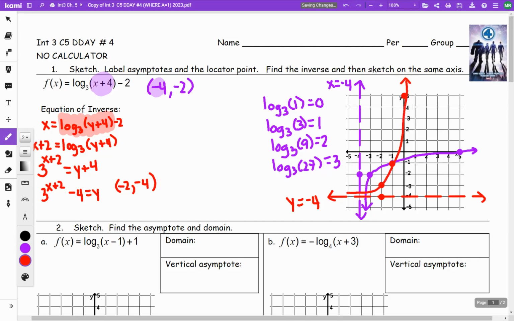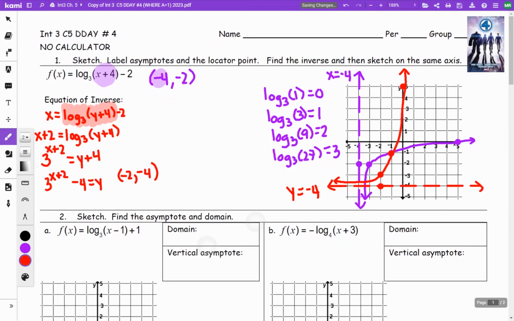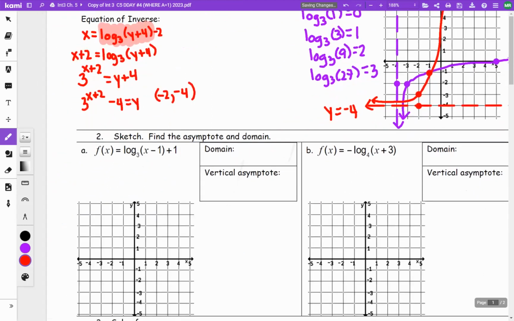And it's going to get closer and closer to that asymptote. And there's my exponential graph. Now on 2A and B, we're going to be graphing logs again. We're going to be talking about domain and identifying the asymptotes.